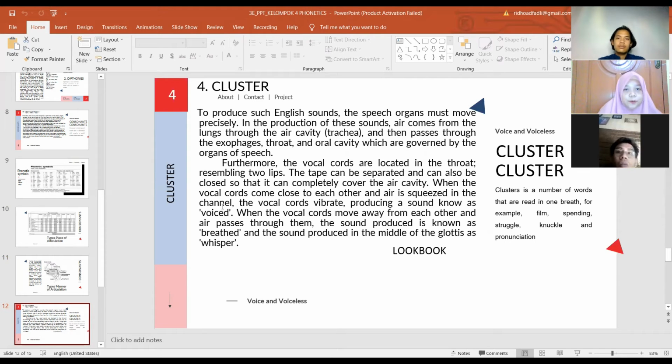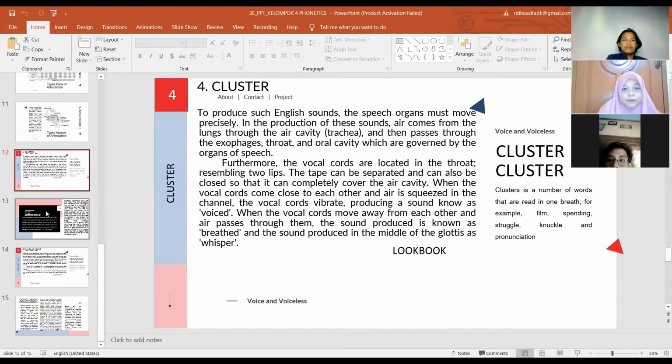In the production of this sound, air comes from the lungs through the air cavity or trachea, and then passes through the throat and oral cavity, which are governed by the organs of speech. Furthermore, the vocal cords are located in the throat, resembling two lips. They can be spread apart and can also be closed so that they completely cover the air cavity.